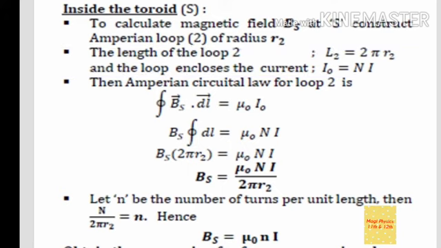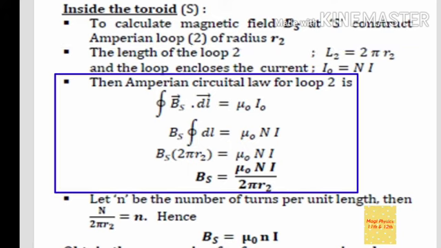Then the Ampere circuital law for this loop can be written as closed integral BS vector dot dl vector is equal to mu naught into I naught. BS into closed integral dl is equal to mu naught into N into I, where closed integral dl becomes 2 pi r2. This closed integral dl indicates the length of the loop, so only this is replaced as 2 pi r2. Hence the equation becomes BS into 2 pi r2 is equal to mu naught NI. Hence BS is equal to mu naught NI divided by 2 pi r2.